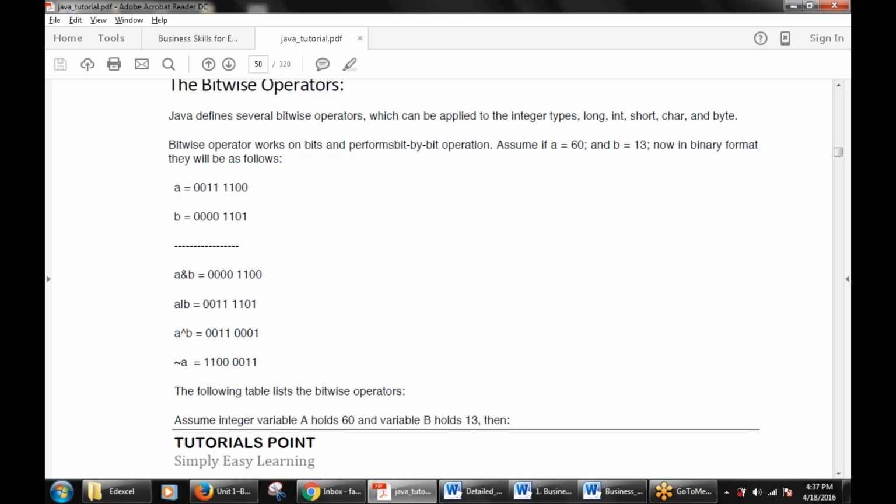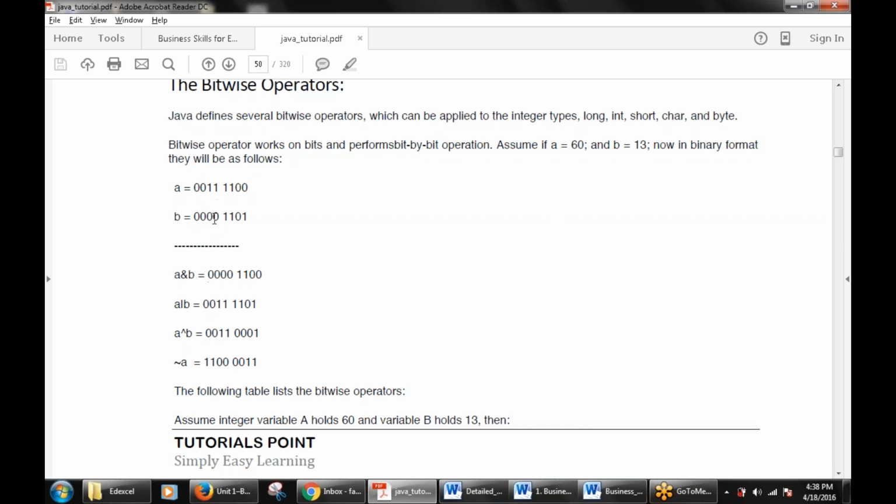This is 0011 1100, then 0000 1101. Now, 0 and 0 gives output 0 in the case of the AND operation. Again, 0 and 0 gives 0, and 1 and 0, if one of the inputs is 1 but the other input is 0, the output is also 0. Because what is the condition of the AND operator? The condition is that both the inputs are true.